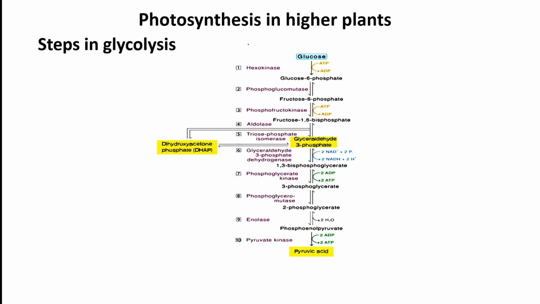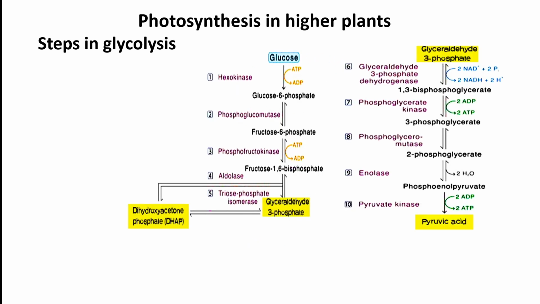Here we can see the steps involved in glycolysis. You can see, in glycolysis, what is happening? It is a catabolic process. Glucose follows this pathway, and finally pyruvic acid is synthesized. This is the breakdown in glycolysis. So what happens in the reduction phase? It is the reverse of glycolysis. So what is happening in the reduction phase? 3-phosphoglyceraldehyde is being produced, and then the reverse is followed here.